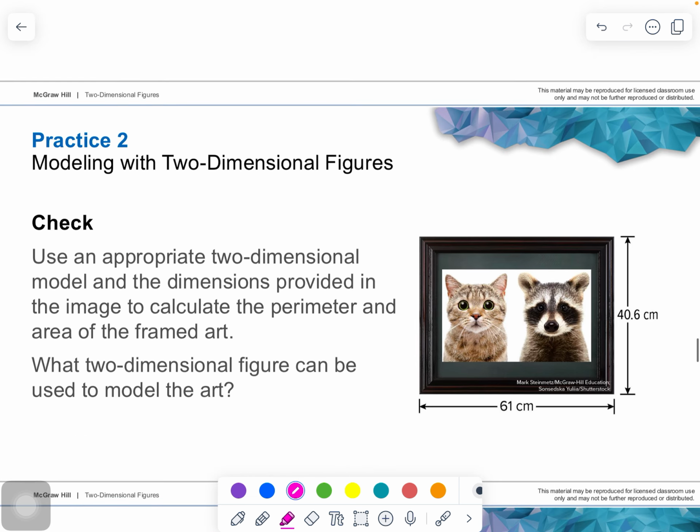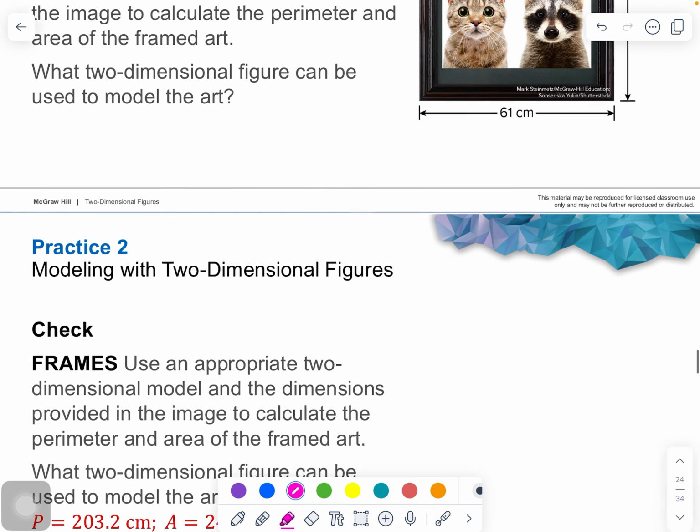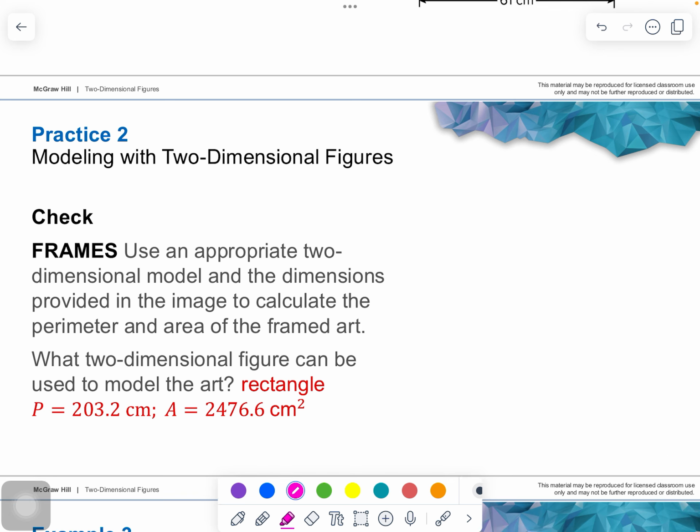So now you practice. Use an appropriate two-dimensional model and dimensions provided to calculate perimeter and area of the framed art. So what's the perimeter and area of this frame? Go ahead and pause me and write out the answer. Okay. Did you come up with that it was a rectangle and that the perimeter was 203.2 centimeters with an area of 2,476.6 centimeters squared? All right.